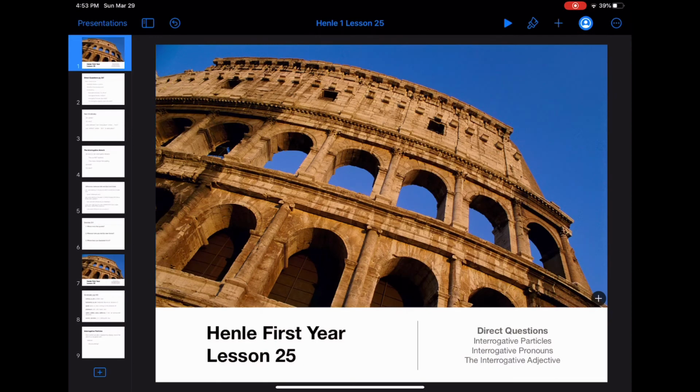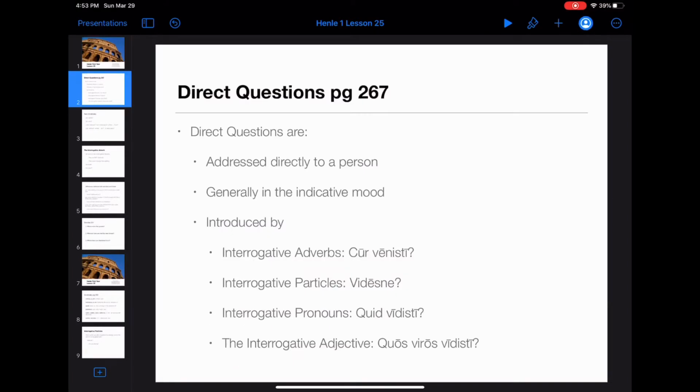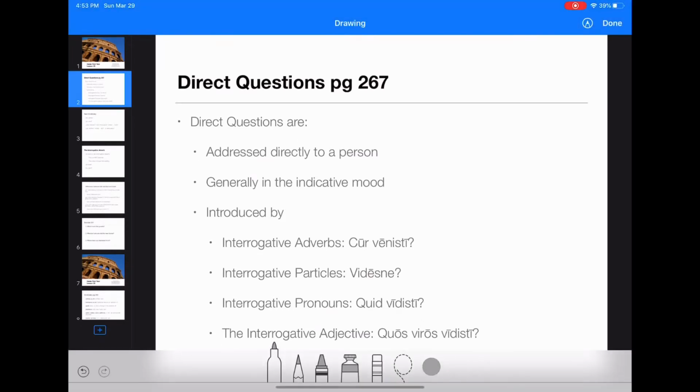This is lesson 25 from Robert Henle's first year Latin book. The first section of this lesson deals with direct questions. Mr. Henle defines a direct question as a question that is addressed directly to a person. It is generally in the indicative mood, and a direct question will be introduced in one of four ways.